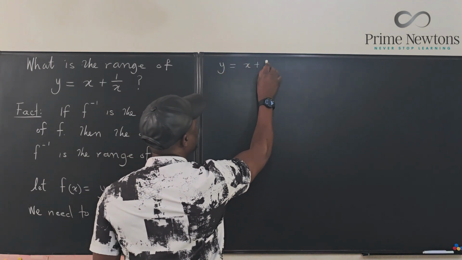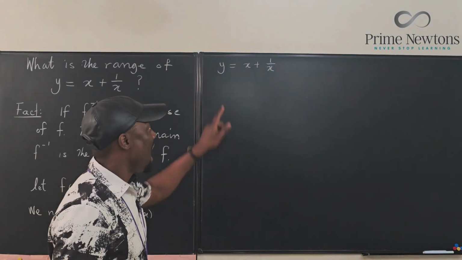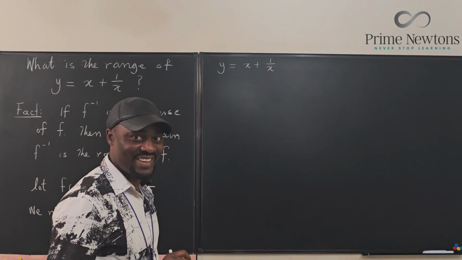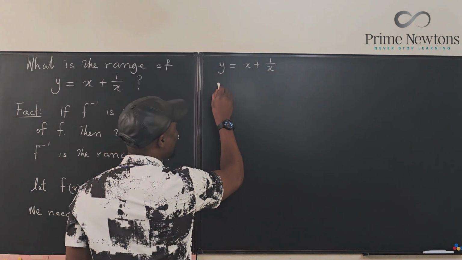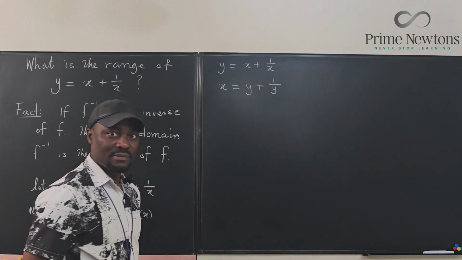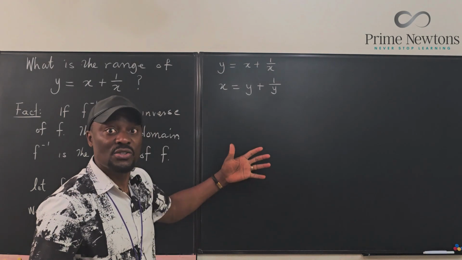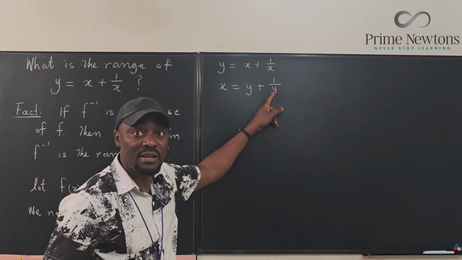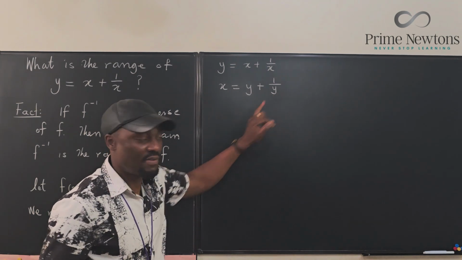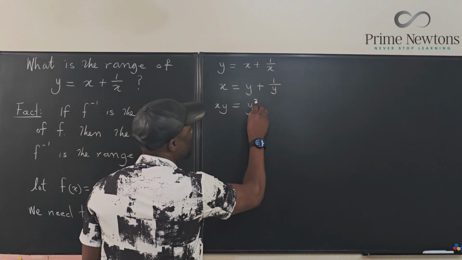y equals x plus 1 over x. To find the inverse, your first step is anywhere you see y, change it to x. Anywhere you see x, change it to y. So we're going to say x equals y plus 1 over y. The next thing is to solve for y. Well, we can't solve for y because you got y here and y here. We'll have to form a quadratic. So multiply every term by y to get rid of this fraction. So you have xy equals y squared plus 1.